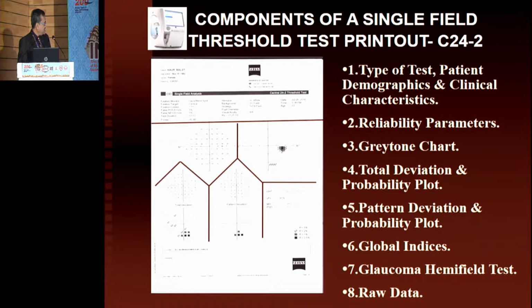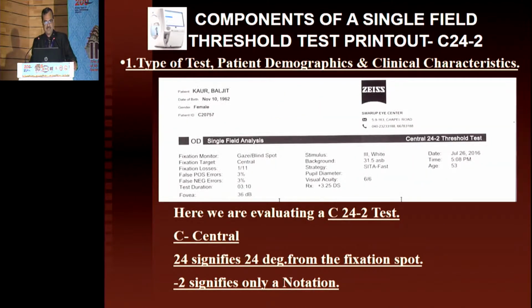The other thing is the global indices. Then the 7th one is the glaucoma hemifield test. And last but not the least, the raw data that helps you to come to a final conclusion. So let us go on step by step. Here we are seeing the type of the test, is C24-2. We have to understand that C signifies central, 24 signifies 24 degrees from the fixation spot, and -2 is only a notation. 24 degrees superiorly, temporally, and inferiorly. But since we expect a defect in glaucoma in the nasal step, on the nasal side, the field extends up to 30 degrees.